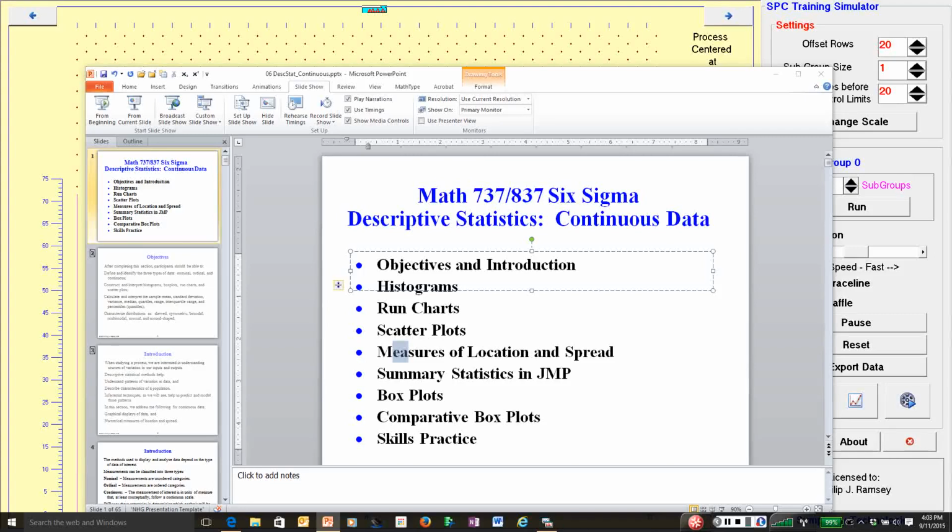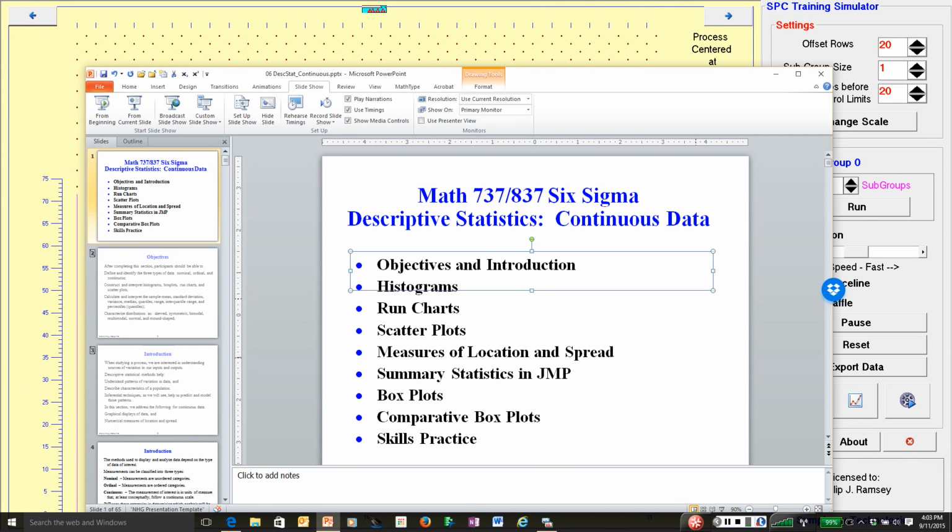Well, welcome to another integrity recording. And in this recording, we're going to begin a discussion of how to characterize distributions. So this corresponds to the notes I've supplied on descriptive statistics for continuous data.